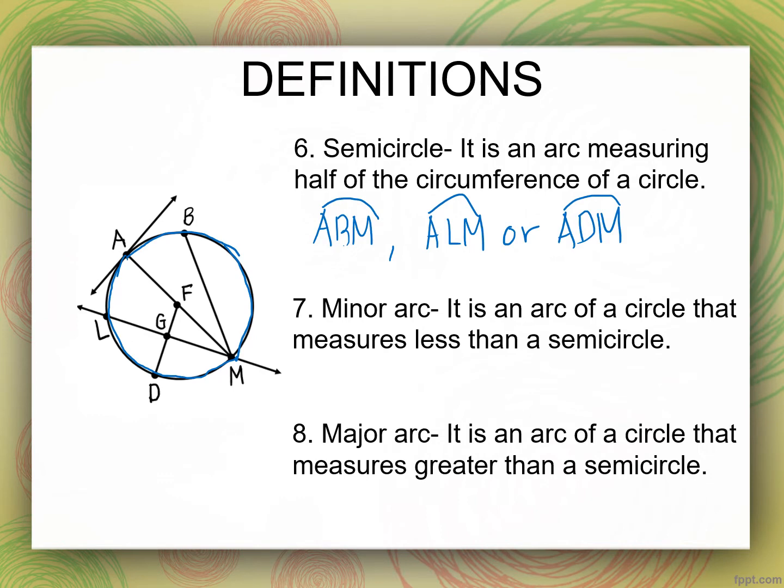So less than a semicircle, less than half a circle, or less than 180 degrees. So it's quite easy to identify a minor arc. If you look at the figure, it should be shorter than a semicircle. So here we can have AB. Our AB here is a minor arc. BM, AL, LD, DM, they are all minor arcs.